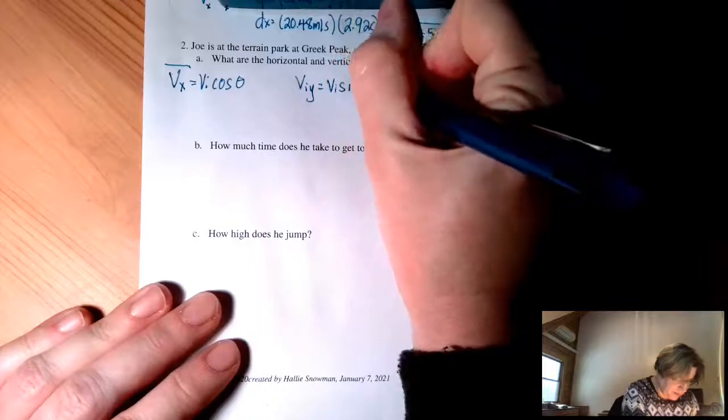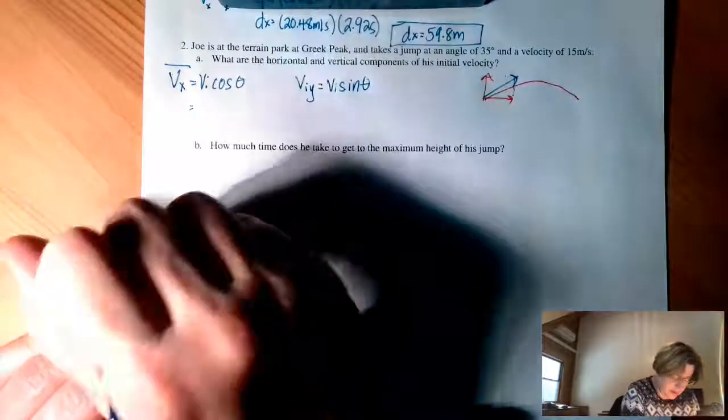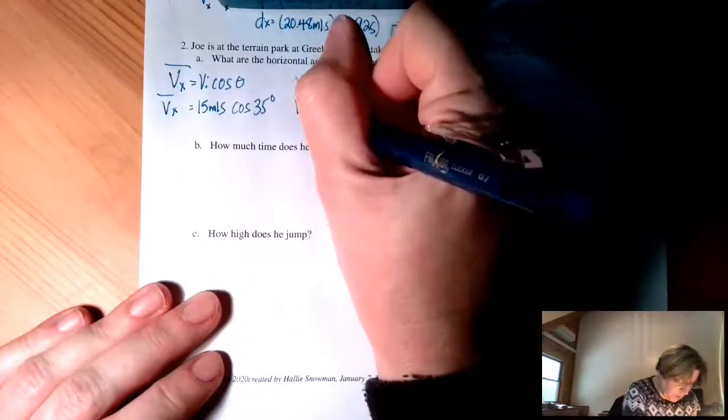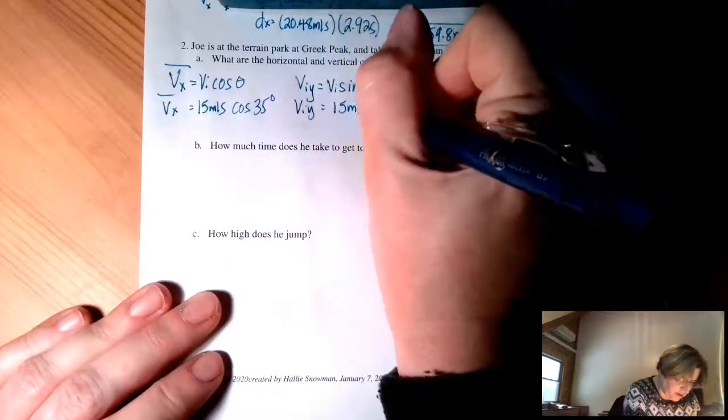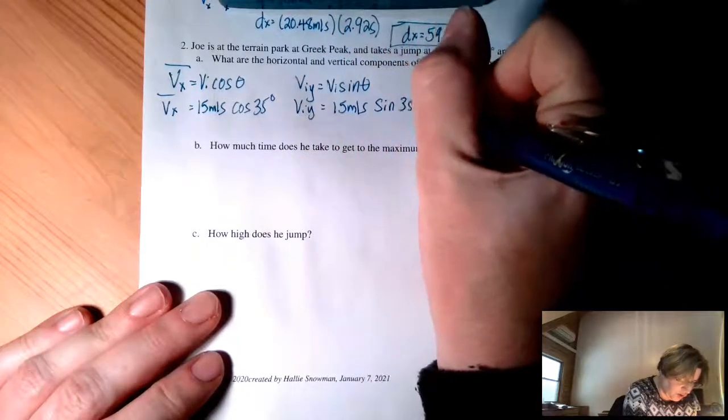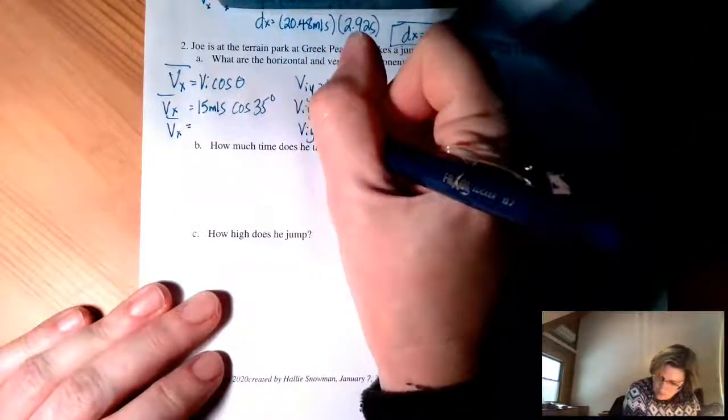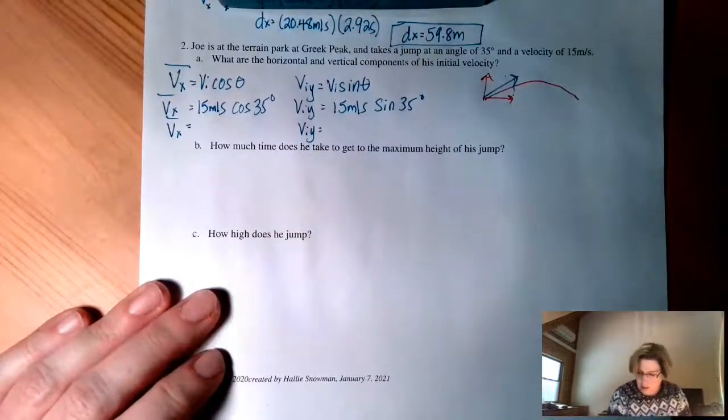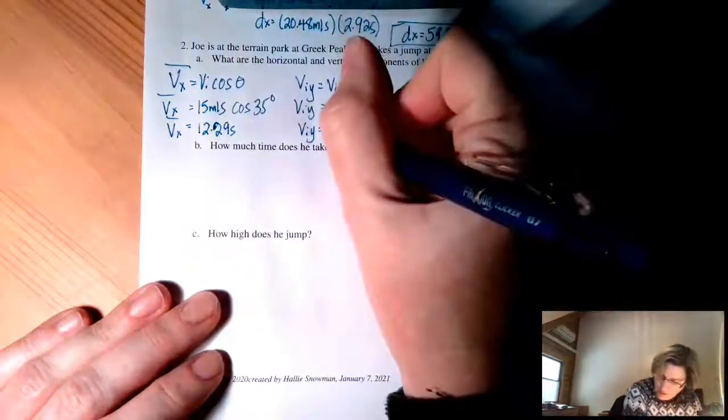All right, so I'm going to put these numbers in. 15 meters per second times the cosine of 35 degrees is Vx. And Viy is going to be 15 meters per second times the sine of 35 degrees. And if I do the math here, I get that the Vx is 12.29 meters per second, and that the Viy is 8.6 meters per second.